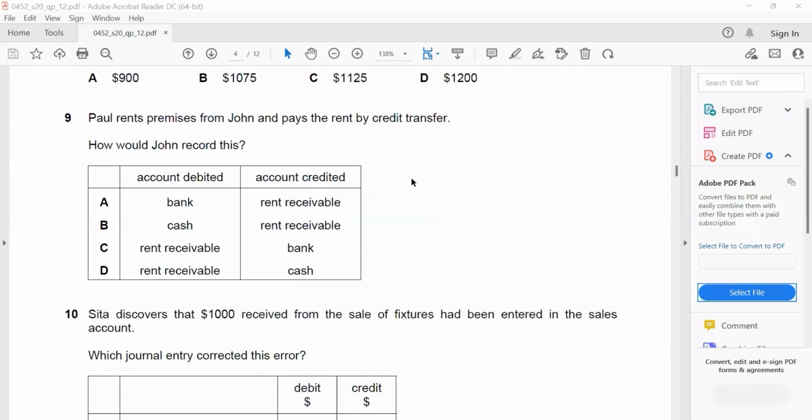Okay, question 9. Paul rents premises from John and pays the rent by credit transfer. The moment credit transfer is a bank. Okay, how would John record this? Paul rents premises from John. So John will get the rent receivable. Rent receivable is an income account. So income is on the credit side. So how would John record this transaction? This is a bank credit transfer. John received money, then credit rent receivable account. So 9 should be A.